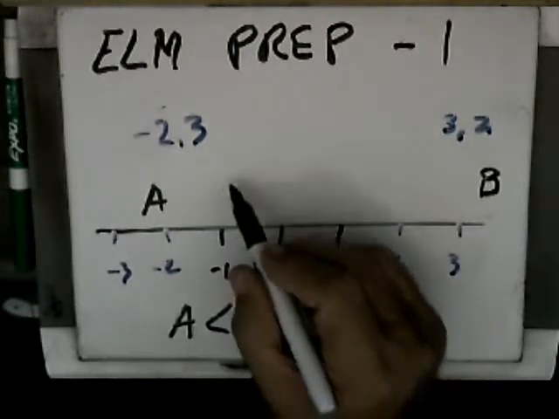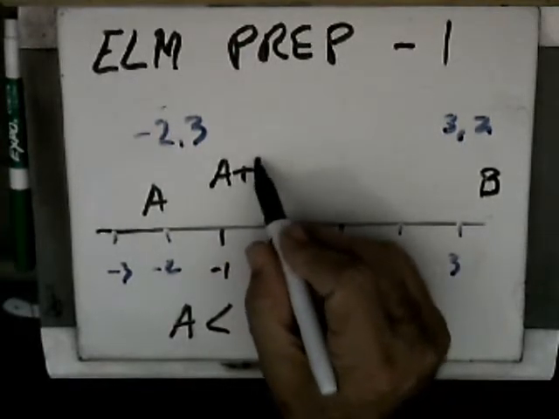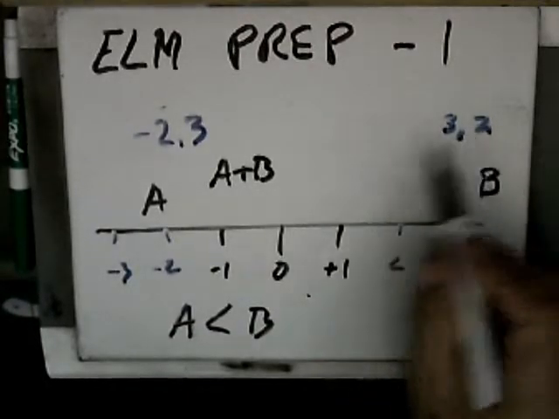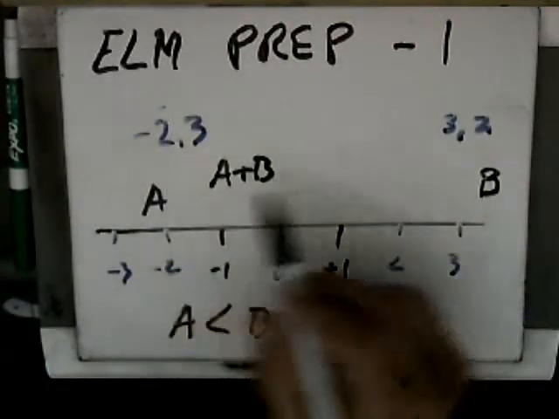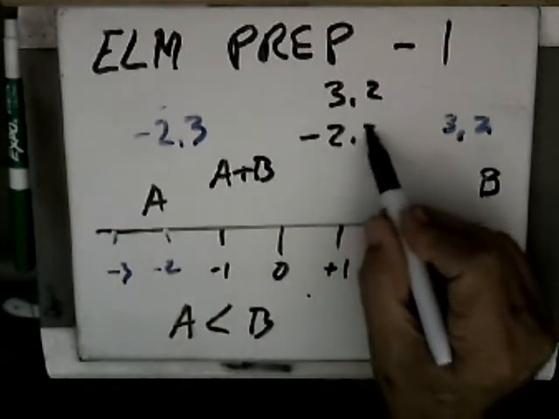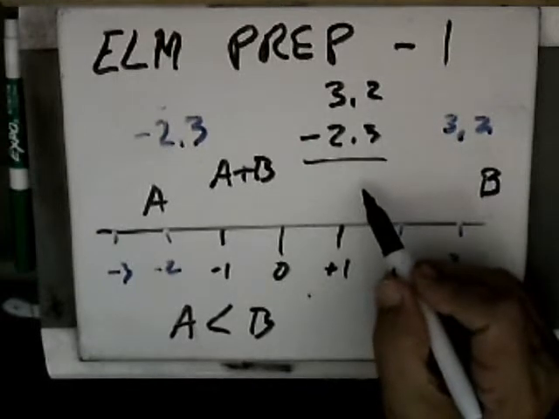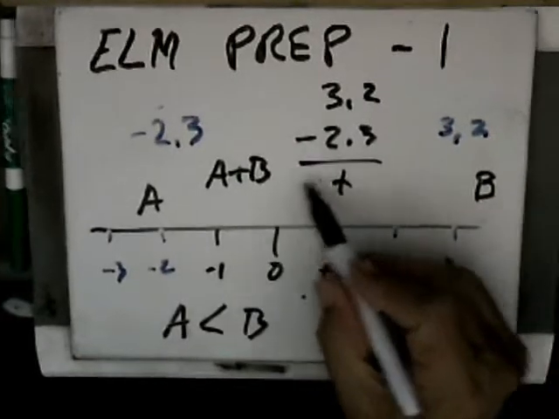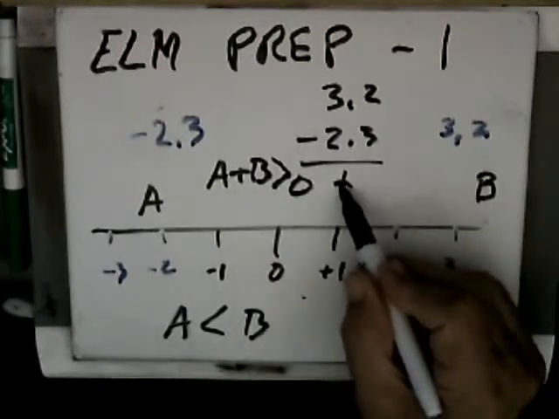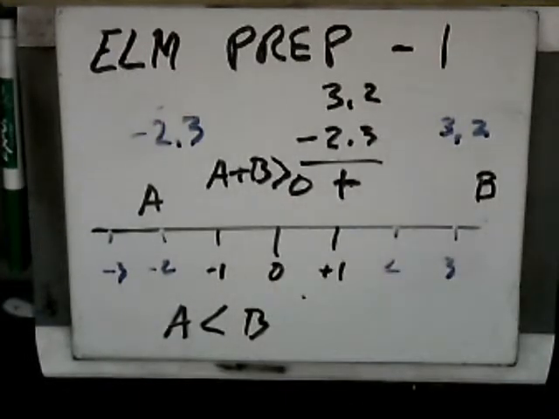But what if I wanted to sum them up? A plus B. Now I'd say, what's the relationship? Well, this is 3.2 positive and this is 2.3 negative. So if I have 3.2 and I take away 2.3, I'm going to have some positive left over. So I can say that A plus B is going to be greater than 0 because I know it's positive. Any number that's greater than 0 is a positive number. Anything less than 0 is a negative number.